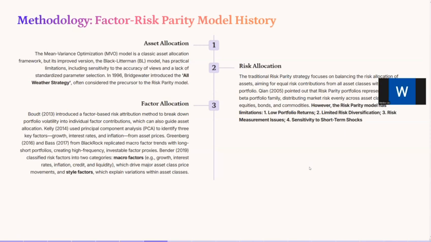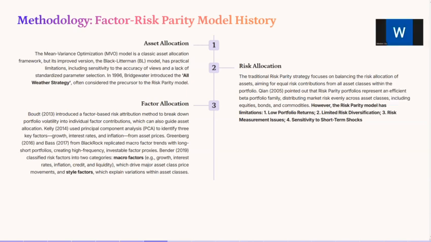The mean variance optimization model and all-weather strategy are all asset allocation. And for the risk allocation, the traditional risk parity strategy focuses on balancing the risk allocation of assets, aiming for equal risk contributions from all asset classes within the portfolio. However, the risk parity model has some limitations. So many studies study factor allocation.